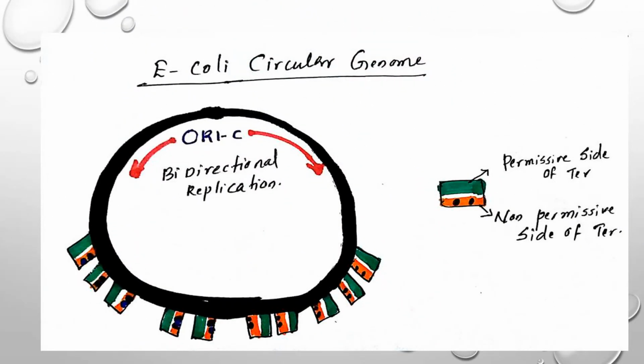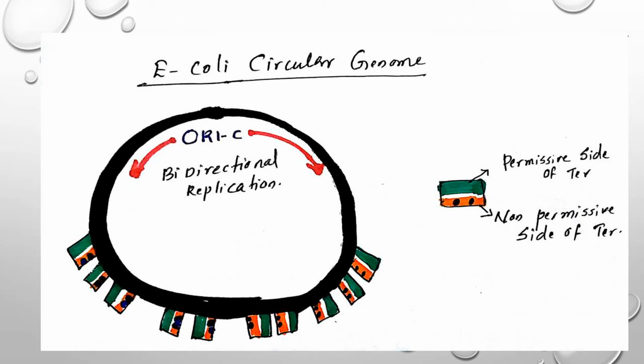Next, we can talk about how this gets terminated. This process is done by the Ter sequences and the Tus protein combination. Tus means the terminator utilization substance. In this diagram, you can see that the Ter sites are here. On the left side, 5 Ter sites, and on the right side also 5 Ter sites are seen. See this circular DNA. It consists of the origin site where the replication starts, in the left and right directions. You can see in this picture that the E. coli circular genome is replicated bidirectionally.